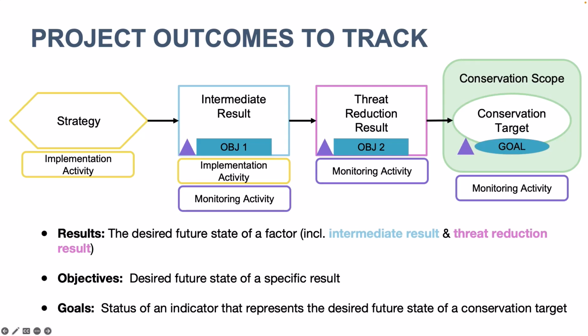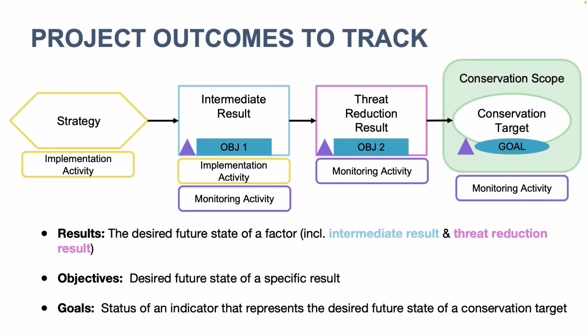include results. A result is the desired future status of a factor. This includes tracking progress towards achievement of any intermediate objectives, here shown in blue, and threat reduction objectives, here shown in purple. Objectives. These are the formal statements that represent the desired future status of a specific result. Progress towards achieving the objective is tracked by monitoring change in an indicator status.